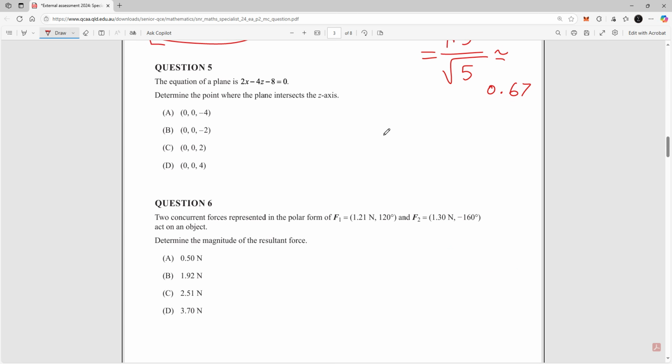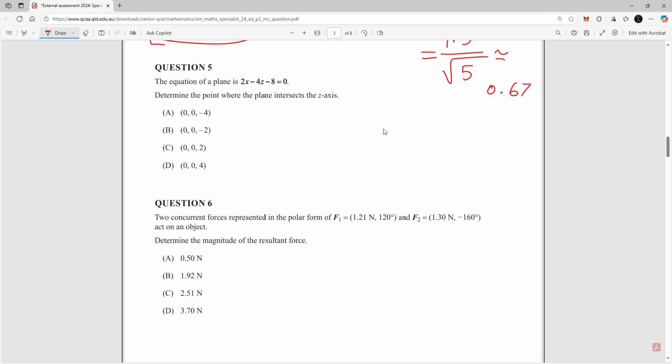Okay, alrighty, let's move on to the next question. Alright, question 5. The equation of a plane is 2x minus 4z minus 8 equals 0. Determine the point where the plane intersects the z-axis. Okay, so likewise with functions, if you're looking for an x-intercept, a y-intercept, a z-intercept, the other quote-unquote variables have to be equal to 0, because on the z-axis, x equals 0 and so does y equals 0.